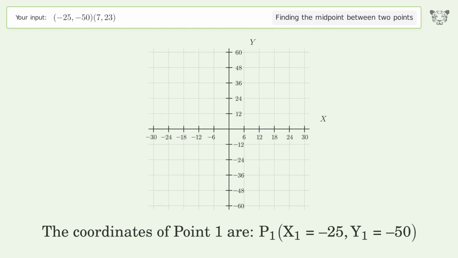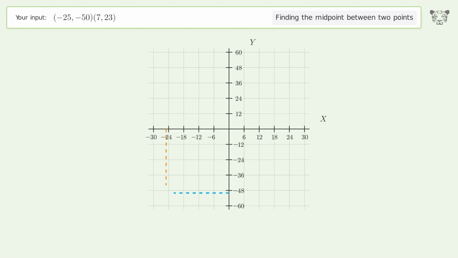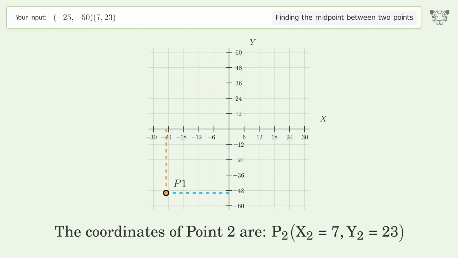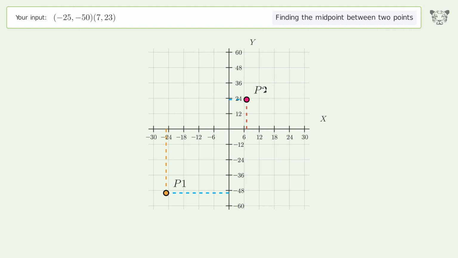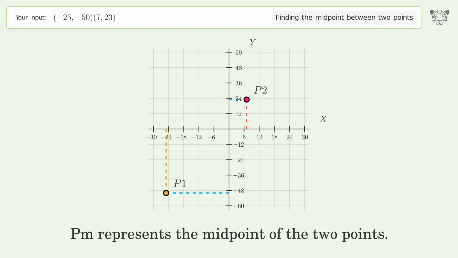The coordinates of point 1 are x1 equals -25, y1 equals -50. The coordinates of point 2 are x2 equals 7, y2 equals 23. PM represents the midpoint of the 2 points.